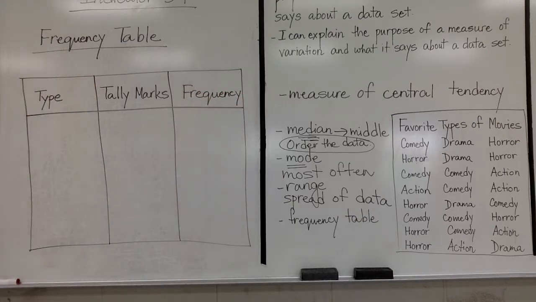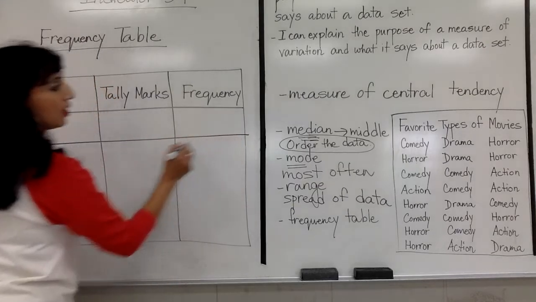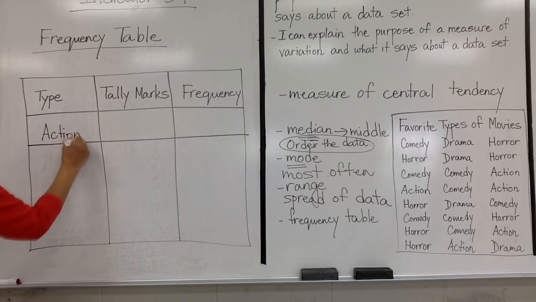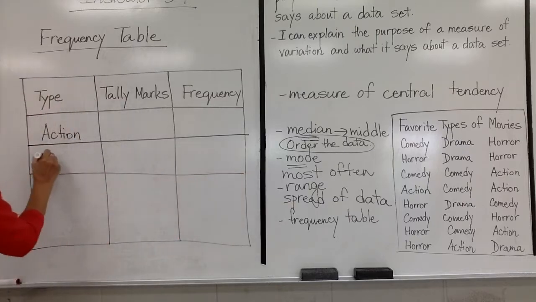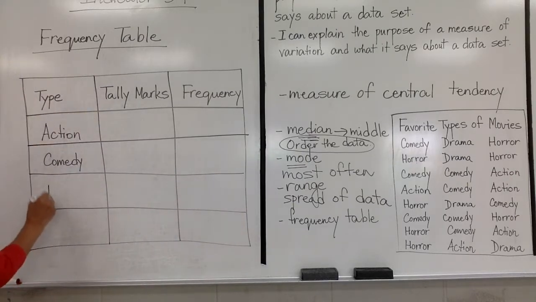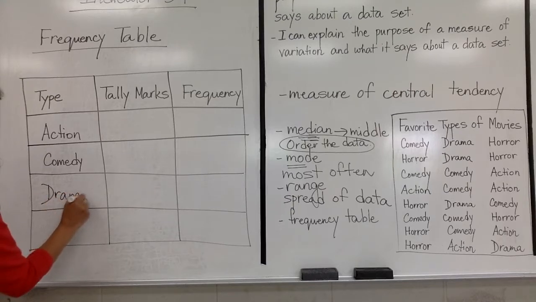Okay, so let's say those are the favorite type of movies. We are going to try to find the mode after organizing the frequency table. So let's see what different genres of movies we have there. We have action. There is comedy. There is drama. And there is horror.